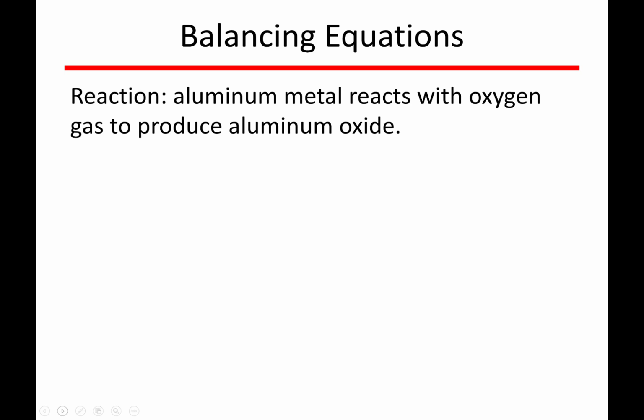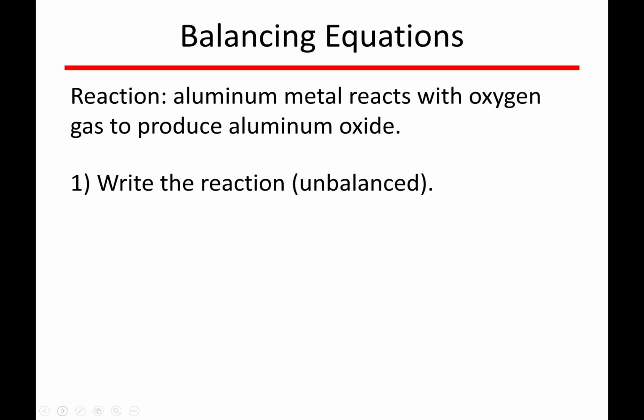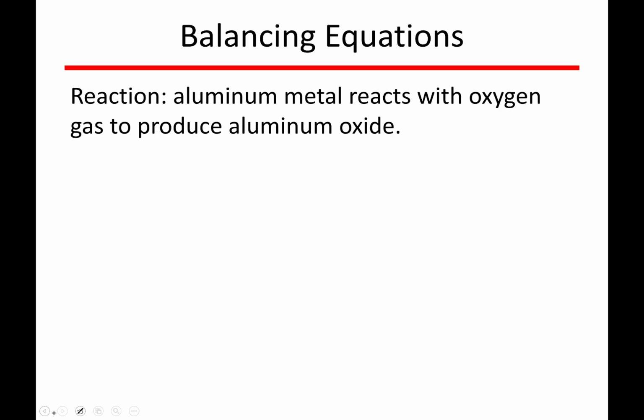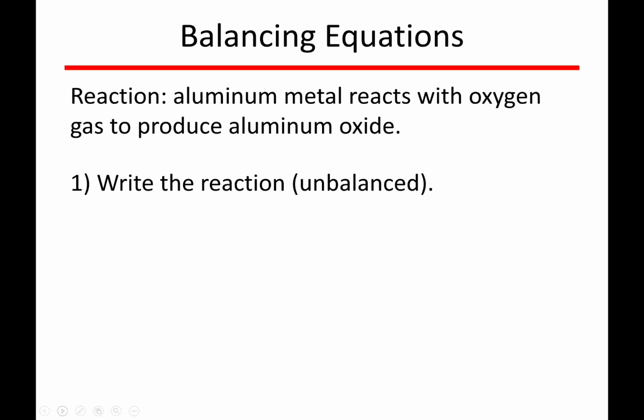Here we're told that aluminum metal reacts with oxygen gas to produce aluminum oxide. We'll start by writing the unbalanced reaction. So we're going to convert the words given in the problem into some sort of symbolism here. So we start with aluminum metal, so that's Al solid, reacts with oxygen gas. Remember, oxygen is a diatomic molecule, so O2 gas goes to make aluminum oxide.